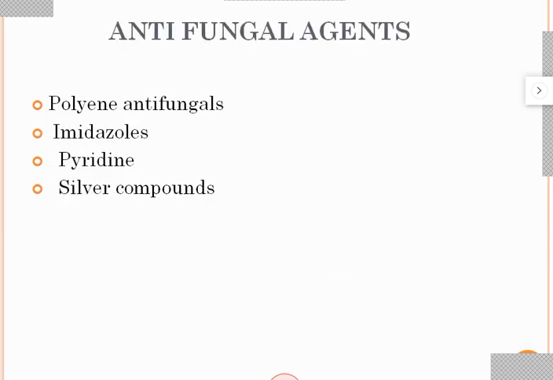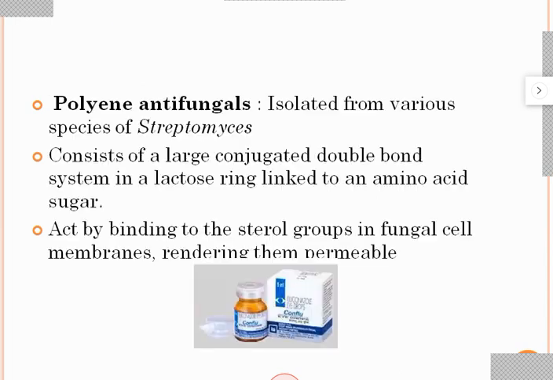Then coming to the antifungal agents. The main groups of antifungal agents are polyene antifungals, imidazoles, pyrimidines, and silver compounds. There are 4 groups. Then coming to the polyene antifungals, which are isolated from various species of Streptomyces. It is a large conjugated double bond system in a lactone ring linked to an amino sugar. It acts by binding to the sterols in the fungal cell membranes and interferes with the fungal cell wall synthesis, rendering them permeable to the drug.